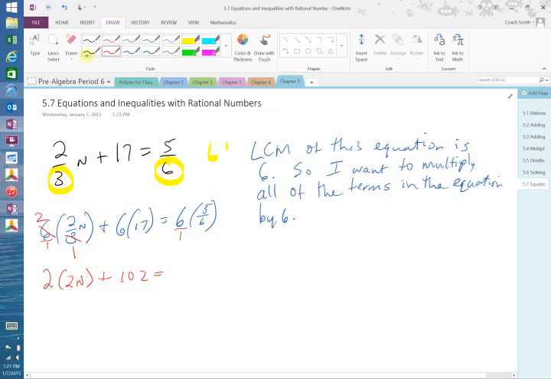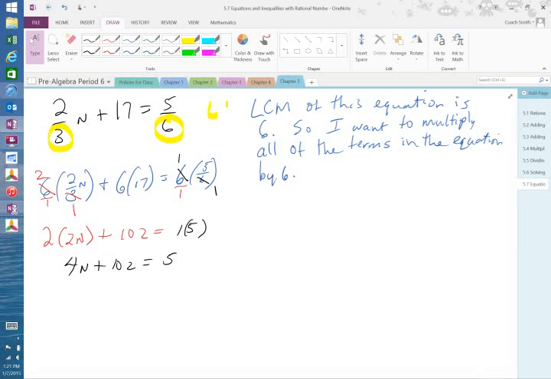Now, the last one: 6 goes into 6 once. That leaves me with 1 times 5. So that's 4n plus 102 equals 5. So we got rid of the fractions. Because if you don't get rid of the fractions, then you're going to have to add the 17 over there. In a minute, we're going to have 3 fractions instead of just 2, so this in the end will make it easier.